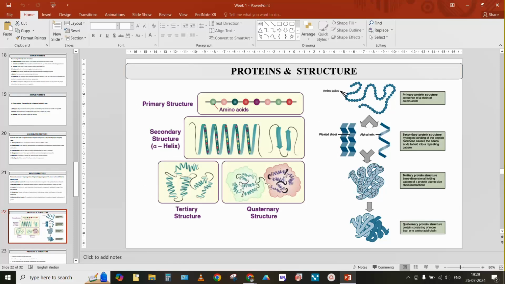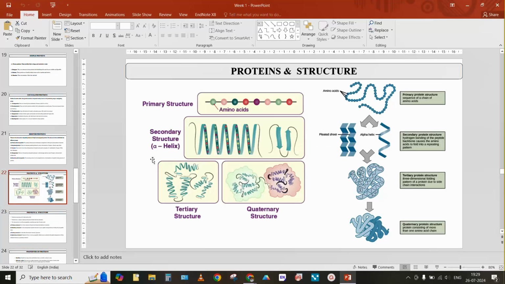Now we'll cover the classification of proteins based on structures. Here we have the primary structure, secondary structure, tertiary structure, and quaternary structure. So totally there are four levels of protein classification according to their structure. The primary protein structure is a chain or sequence of amino acids. It gives the detail about the amino acid sequence of a protein.